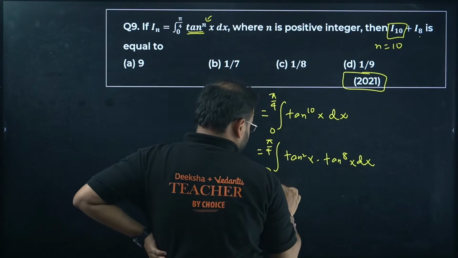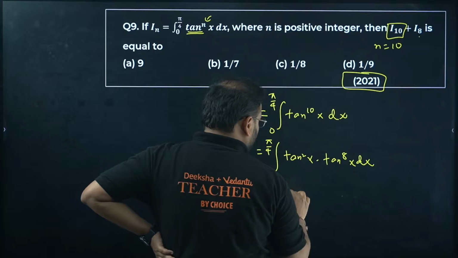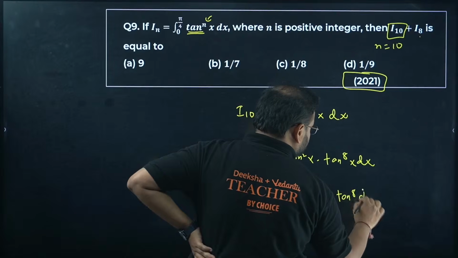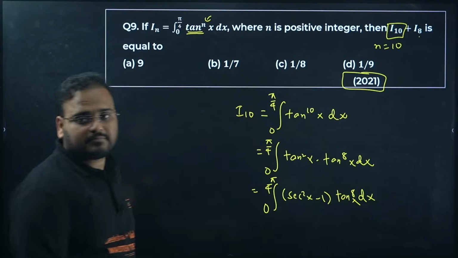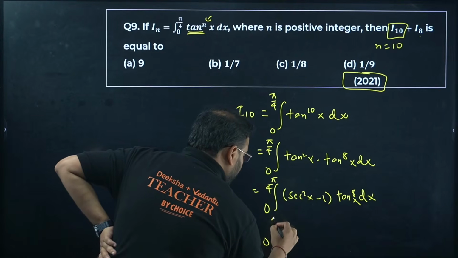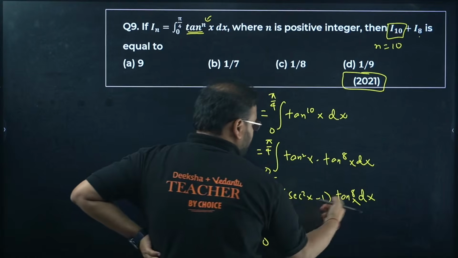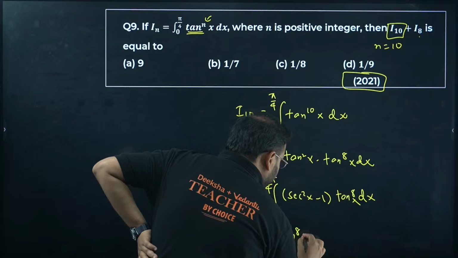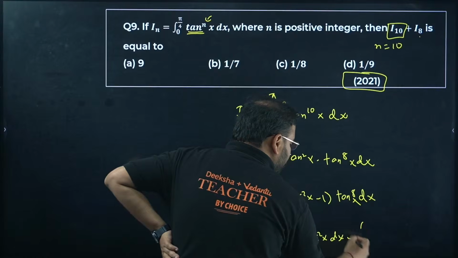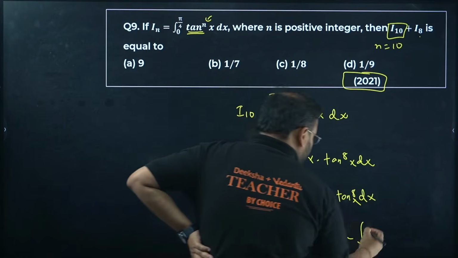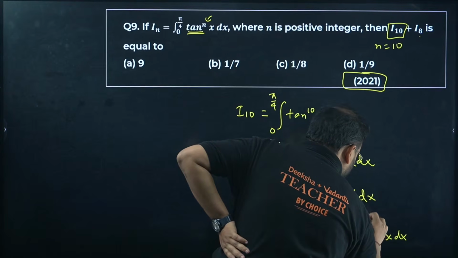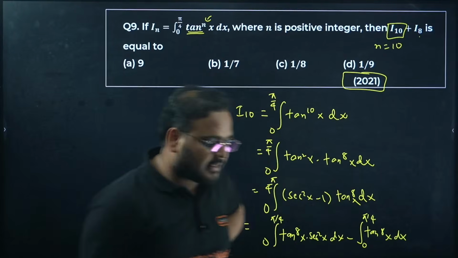Write the expansion of tan square. The answer comes from here. Secant square of x minus 1 tan power 8 x dx. Clear? Expand it. We have limit 0 to pi by 4, of course, and this becomes tan power 8 x secant square x dx. Minus sign will be there also. Multiply this with minus sign now. So simply we'll have tan power 8 x dx. Limits remain as it is.